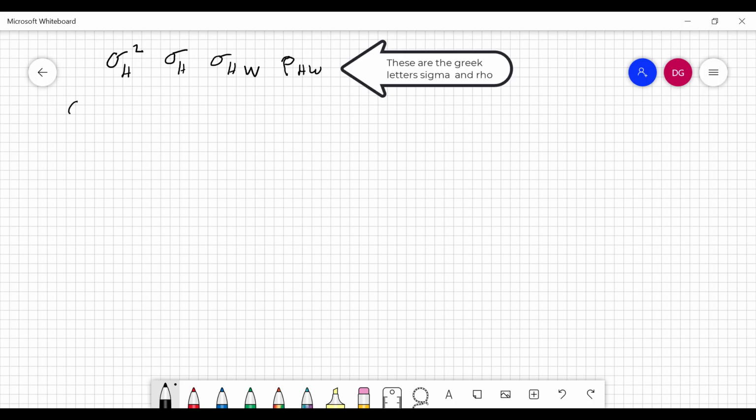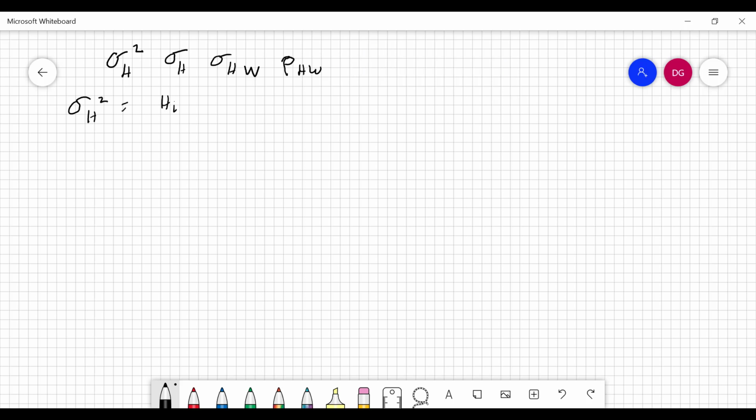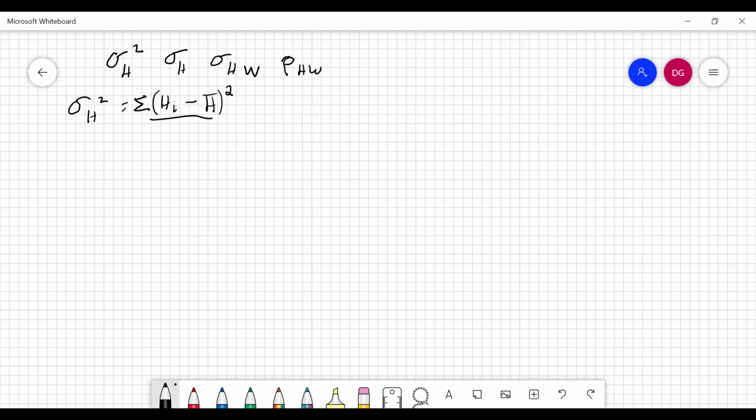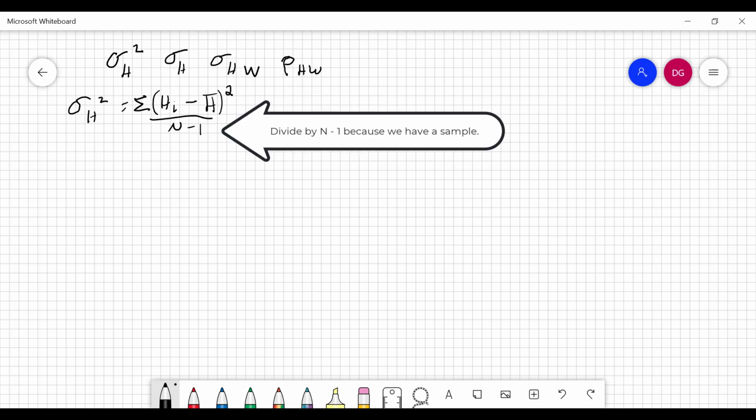So I'll start with variance, and the idea is that I have a number of observations of people's height, and for each person I'm going to have their height, and from this I can compute a simple average. Then I'm going to take each deviation from the average and I'm going to square that. I'm going to sum these and I'm going to divide by n minus 1.